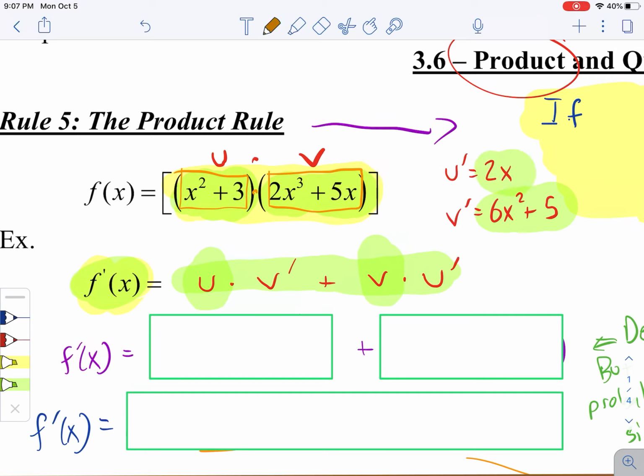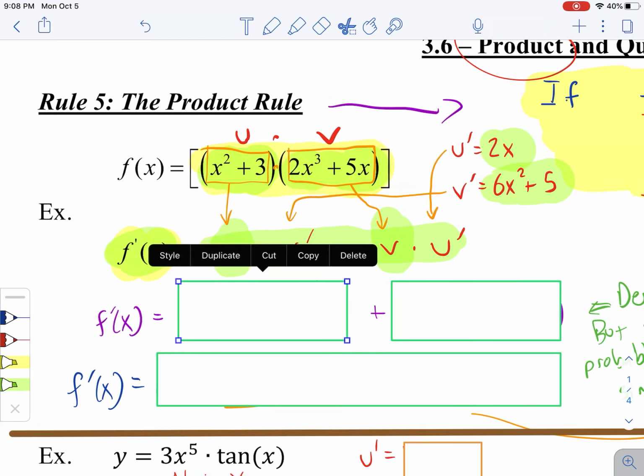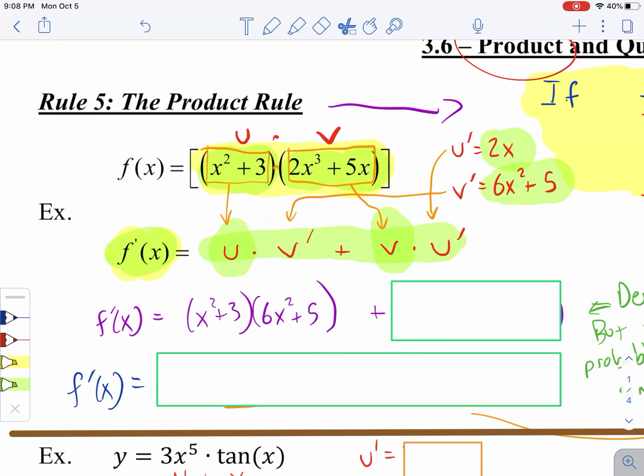Now take a look. I'm just going to drop them into the function where they belong. The u goes here. The v goes right here. The u prime will drop right here, and the v prime will drop right there. This formula, you're going to do it so much that you're going to memorize it very quickly. It'll be like spelling your last name. Okay. So now, like I said, I'm just dropping the u and the v prime where they belong right here.